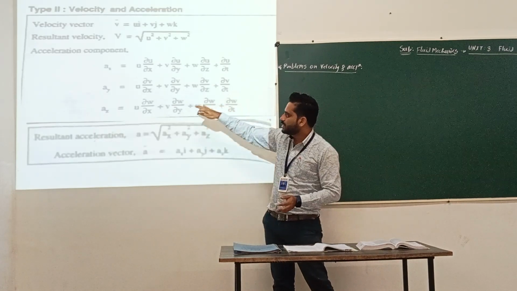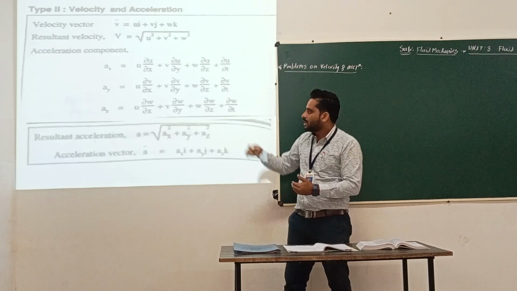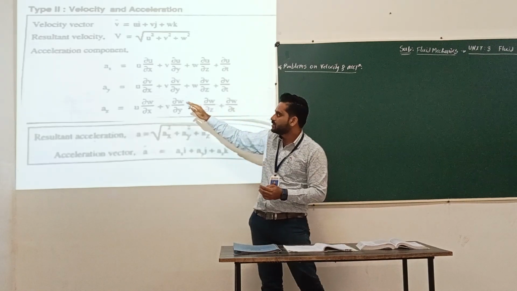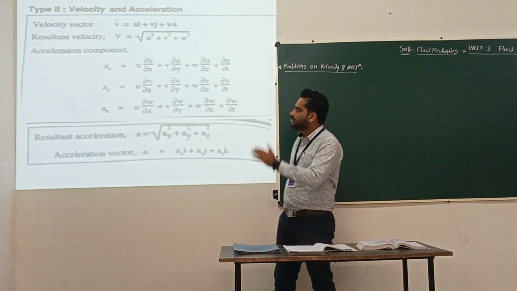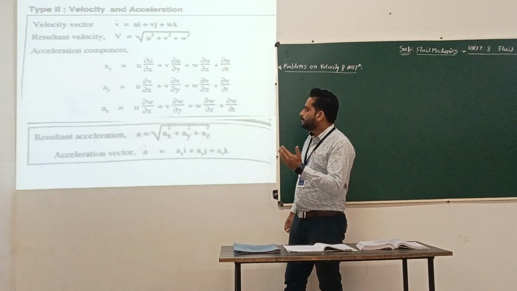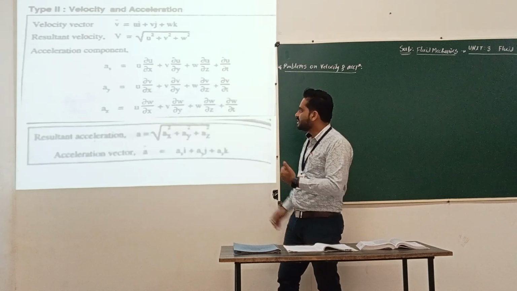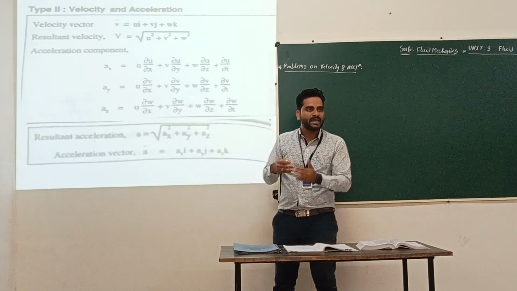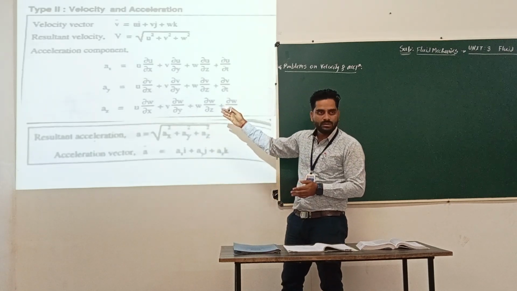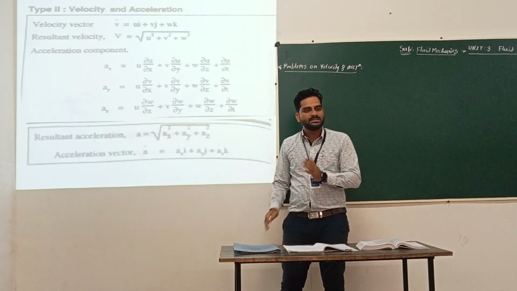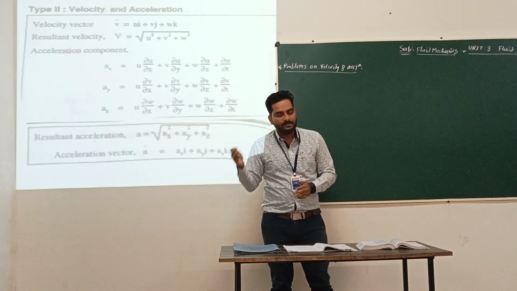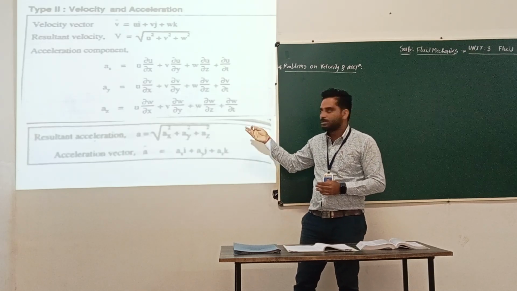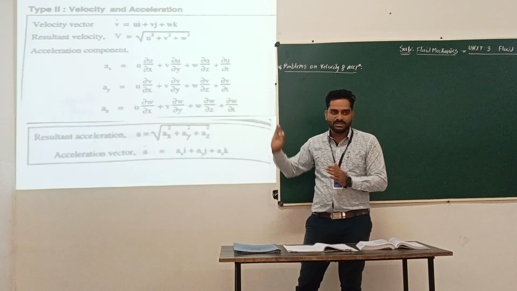Next, acceleration in y direction. How to calculate acceleration in y direction? There are certain changes in the formula: ay is equal to u dv by dx plus v dv by dy plus w dv by dz plus dv by dt. Similarly, acceleration in z direction is az is equal to u dw by dx plus v dw by dy plus w dw by dz plus dw by dt, where dw by dt is the local acceleration in z direction.